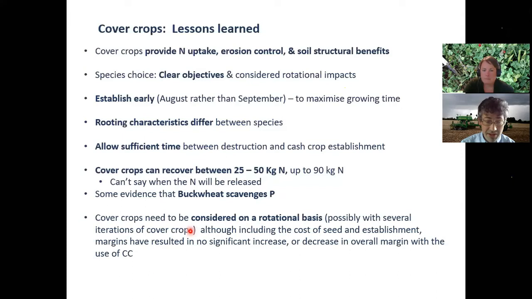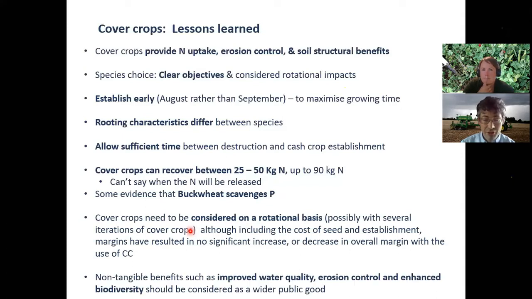There's some evidence that buckwheat scavenges phosphate, which could be very useful in certain situations where we know phosphate levels within the soil can be hard to maintain. Cover crops need to be considered on a rotational basis, and sometimes the benefits aren't clearly seen until a number of iterations of that cover crop are grown. We must also consider the cost of the seed and establishment, so that margins, as I say, in the long-term work don't show huge differences, but that's with seed cost kept carefully in check. Sometimes seed costs can get quite expensive.